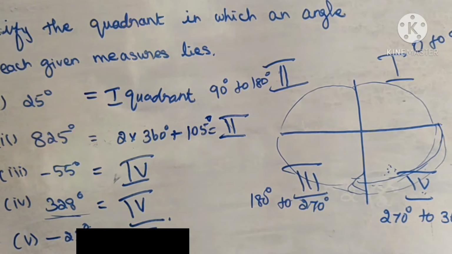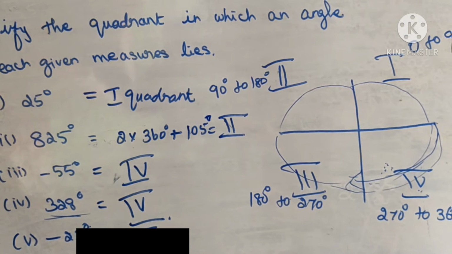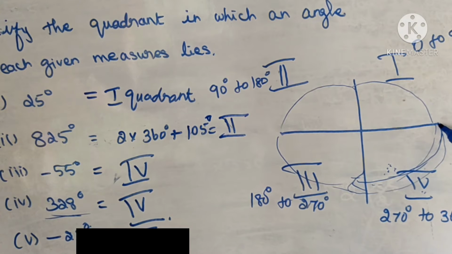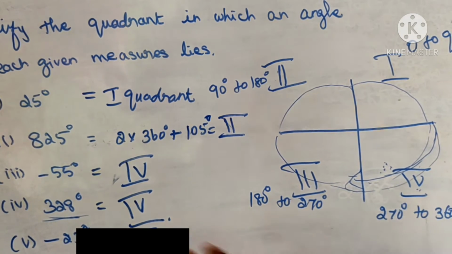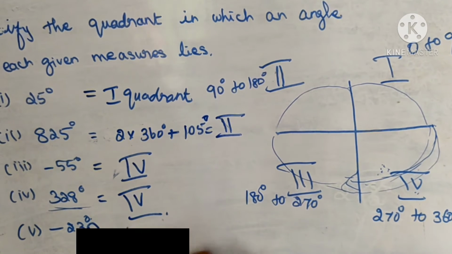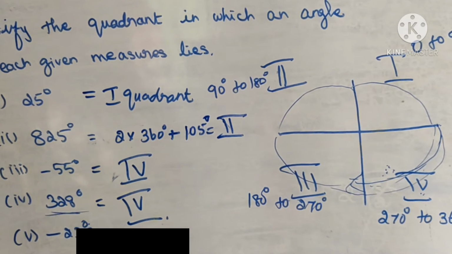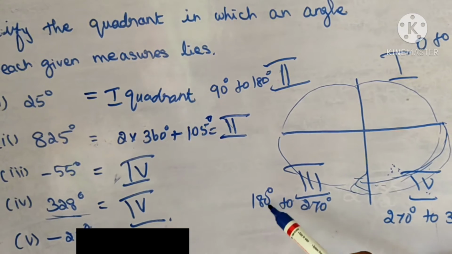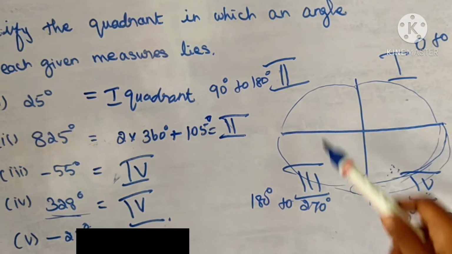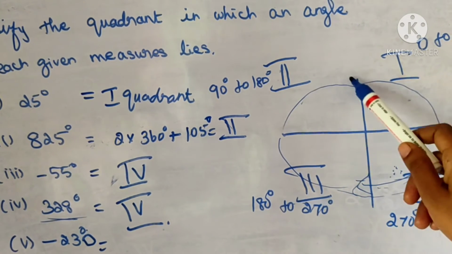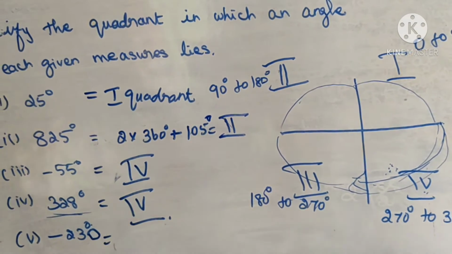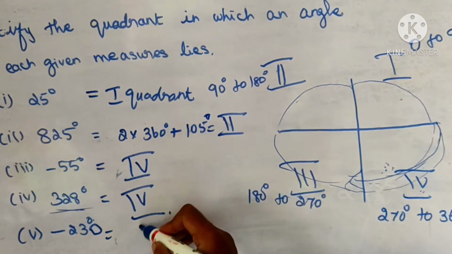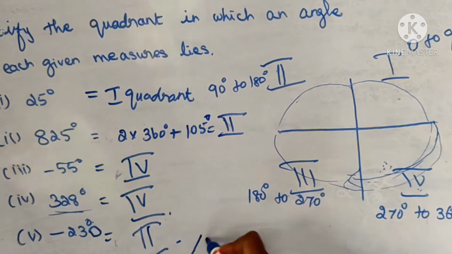The last one is minus 230 degree. Minus 230 degree: here 0 to minus 90 degree, and the third quadrant in negative values is minus 90 degree to minus 180 degree, here minus 180 degree to minus 270 degree, so minus 230 degrees lies in the second quadrant. So, right, second quadrant.